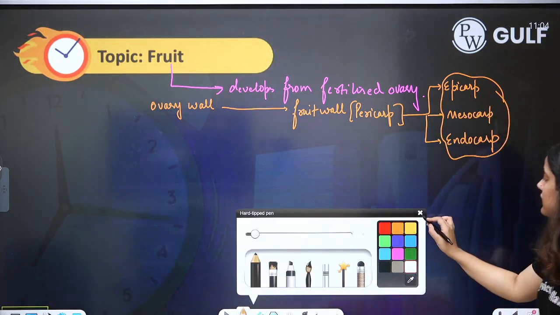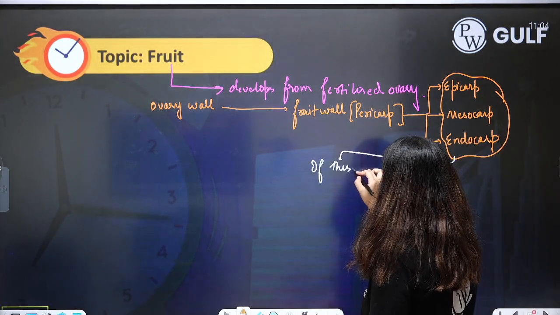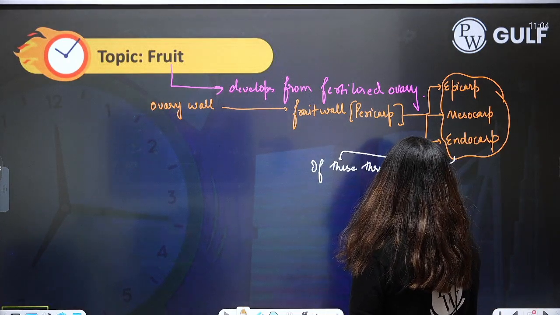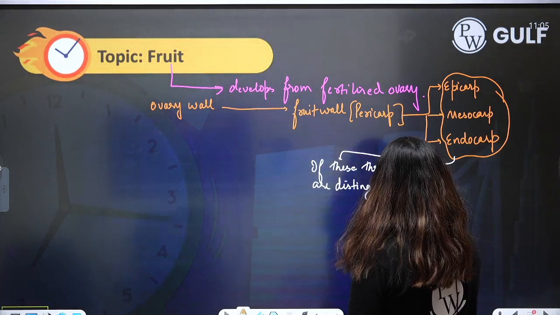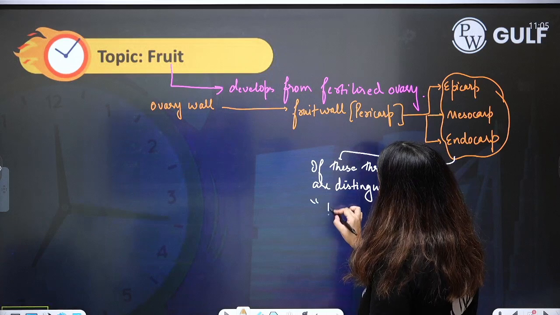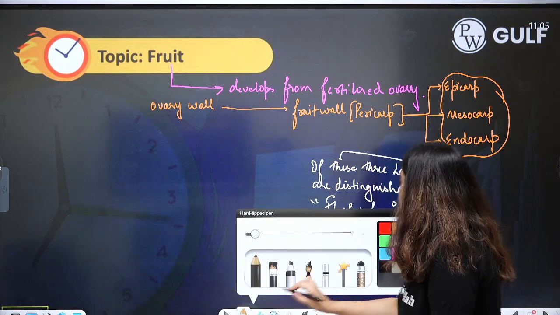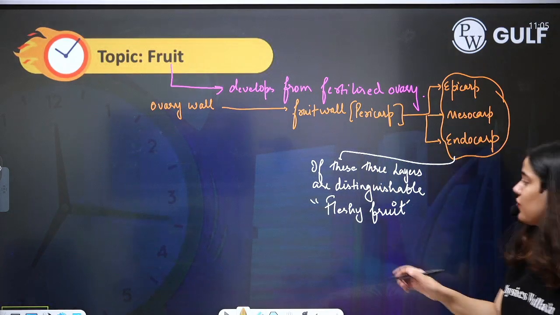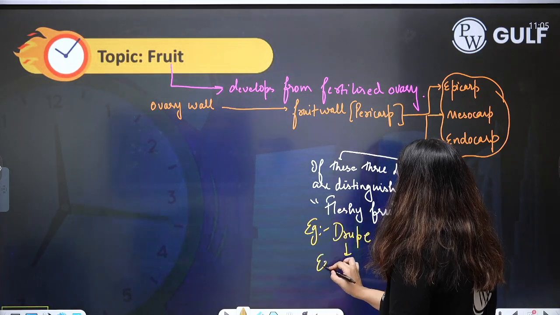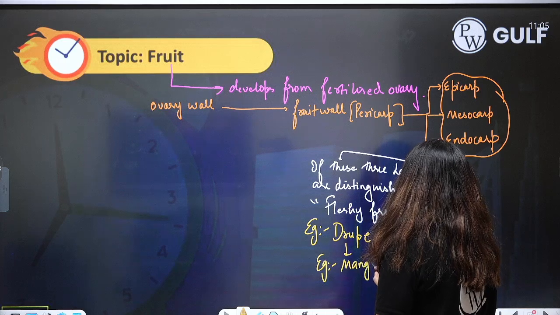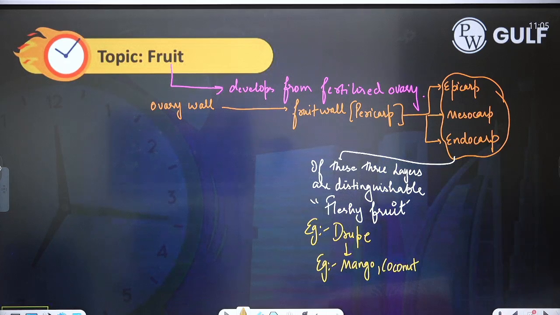If these 3 layers are distinguishable, the fruit is known as fleshy fruit. If you can see these 3 layers separately, the fruit is known as fleshy fruit. Example, drupe. Two examples of drupe are mango and coconut. So mango and coconut are examples of drupe, and drupe is an example of fleshy fruit.